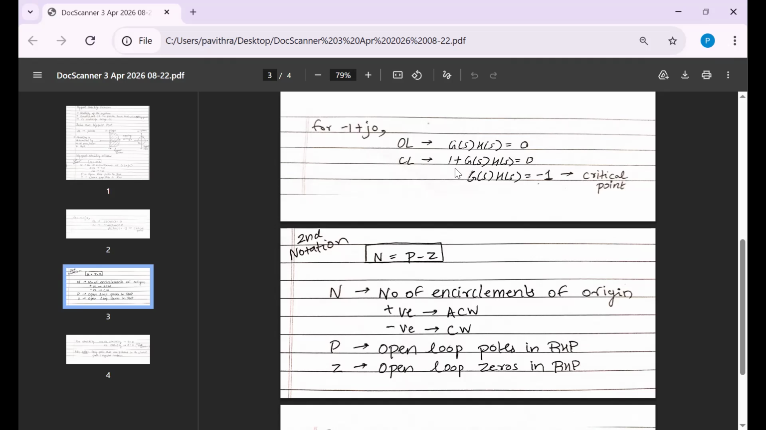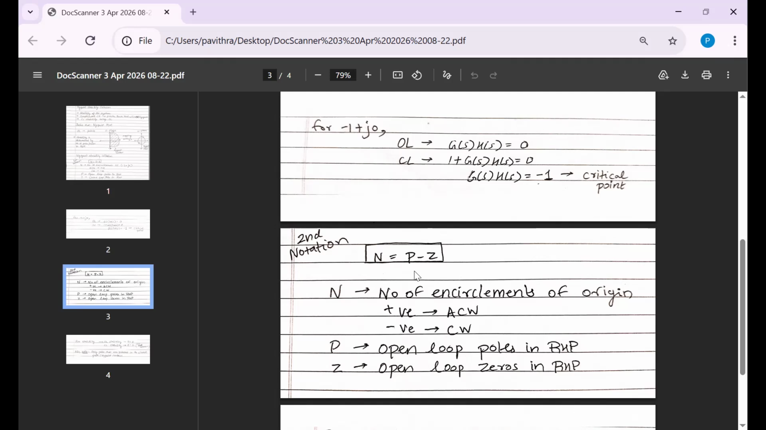Basically, we're shifting the origin so that we don't get more confused. Just stick to a notation where G(s)H(s) is the notation, but if it's equal to 0, we have an open loop system stability that we are considering. If the origin is taken as -1, then we're considering the stability for a closed loop system. Very easy. Now, the second notation that we are going to be looking into here is basically N = P - Z. The same thing exists, but here N means the number of encirclements around the origin. There it was around -1, here it's around the origin.